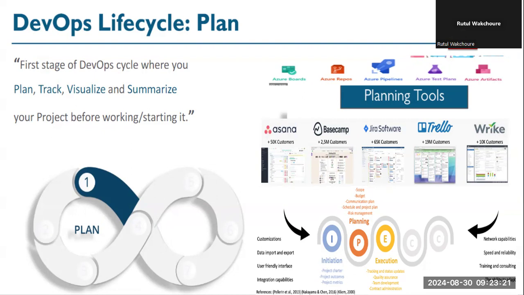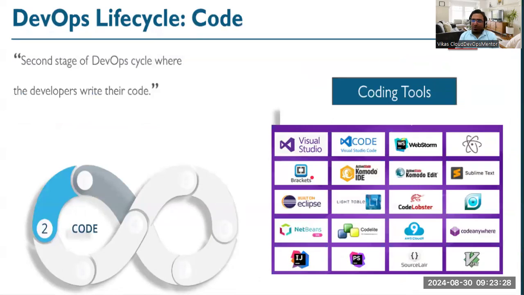Yes. Everyone? Okay, good. Now, second phase, I'm coming to coding. Coding language can be anything. Java, .NET, C, C#, anything. But to write the code, there are so many tools available in the market. Do you agree? Visual Studio Code, WebStorm, Eclipse, and so many different tools are available. Yes or no?